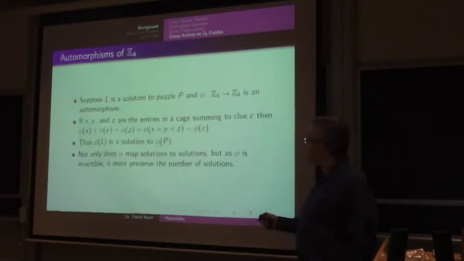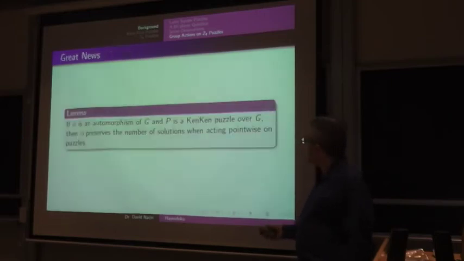So if L happens to be any solution to a puzzle, and I have an automorphism of my group, then I end up getting a solution to the new puzzle when I map both over. That's because if x, y, and z sum to c, then once I map them over, phi of x plus phi of y plus phi of z sums to phi of c. So basically, for each automorphism of the group, I get a map that preserves the number of solutions and maps puzzles to puzzles.